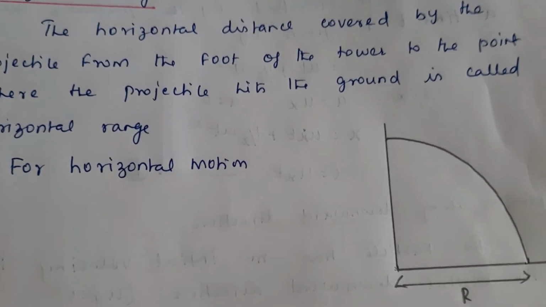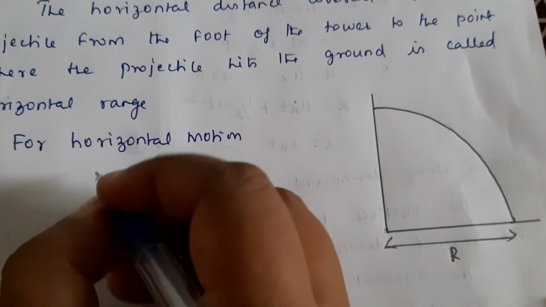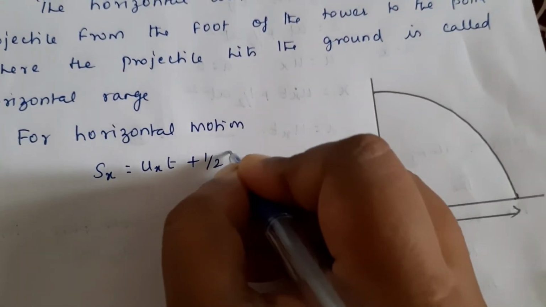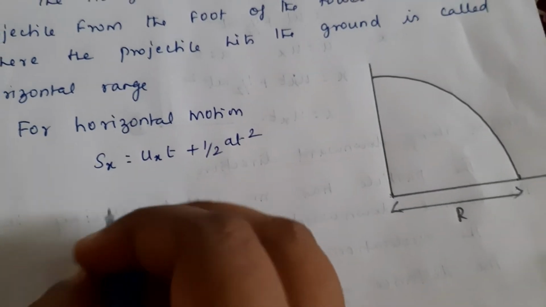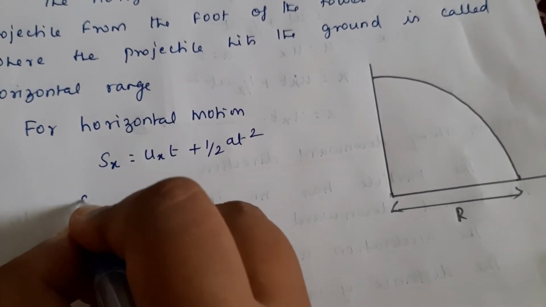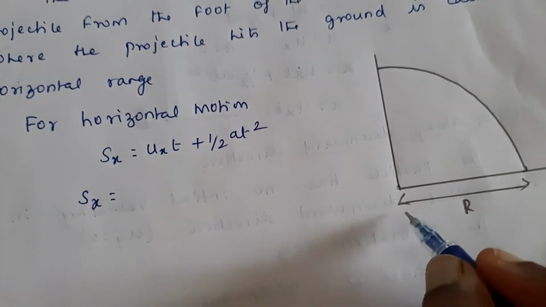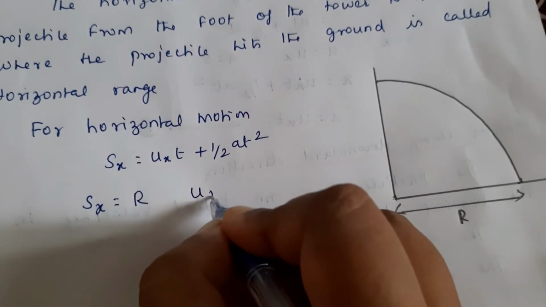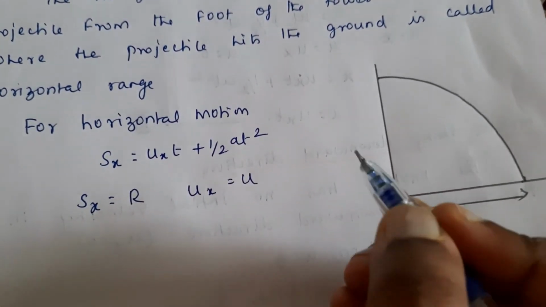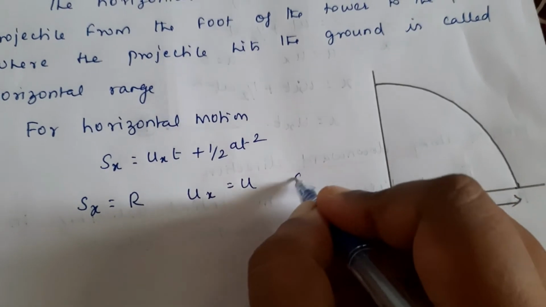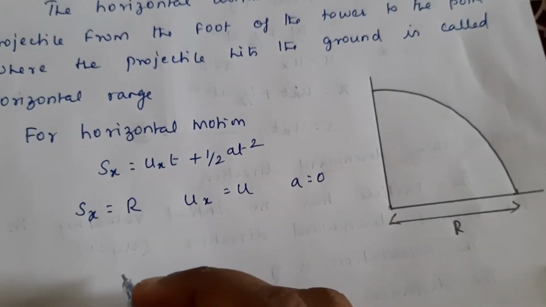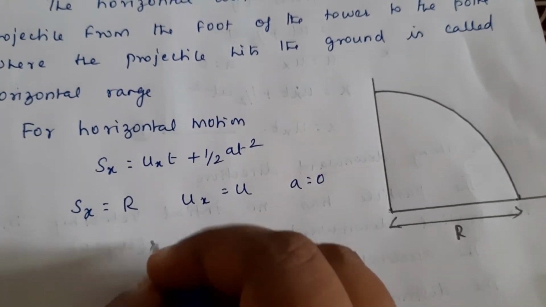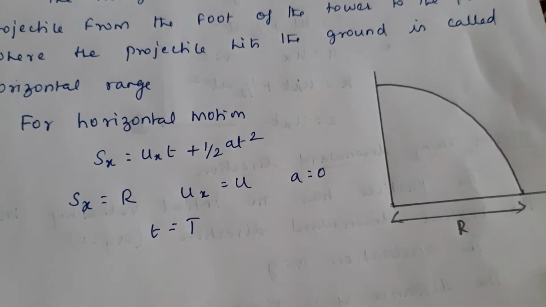Now we have to find out the value of the horizontal range. Now for horizontal motion we know Sx is equal to ux t plus half a t square. Okay. In horizontal motion, Sx is your horizontal distance, that is your range R. Okay. Your initial velocity ux is equal to what? U. I am going to take it as u. But the acceleration is what? 0. The acceleration is 0. And I am going to write the time of flight as t is equal to capital T.